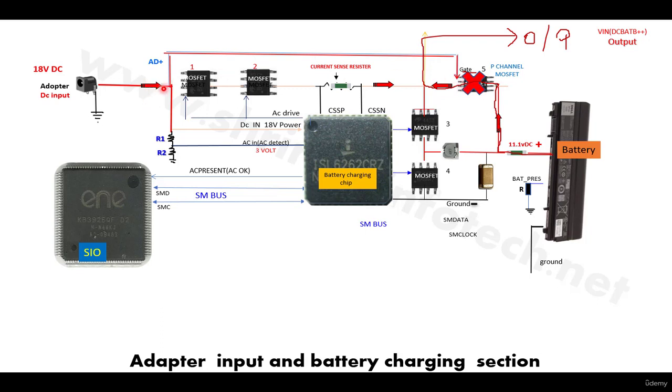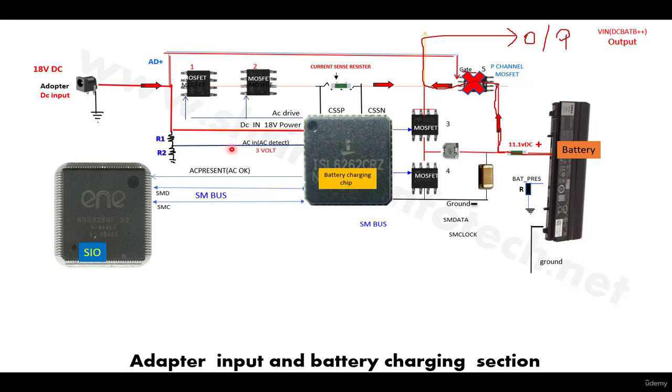Now the second thing is, when I connect the adapter here, this adapter voltage goes to this chip at its DC in pin. The DC in voltage goes to this battery charging chip. As soon as this chip gets the power at the DC in pin, it starts working. Then here is a voltage divider circuit, R1 and R2. Two resistors are connected in series, and at their junction there is a test point, which is called AC in, or the adapter current in.